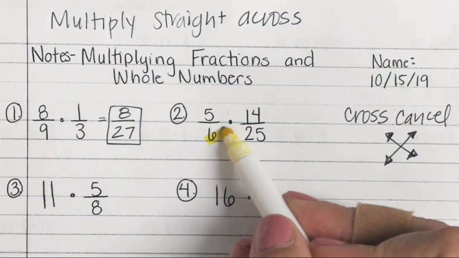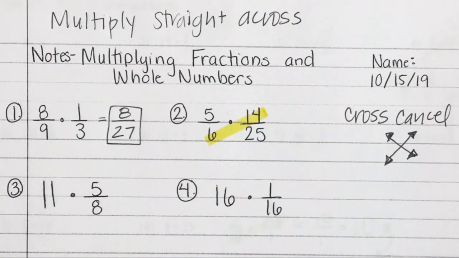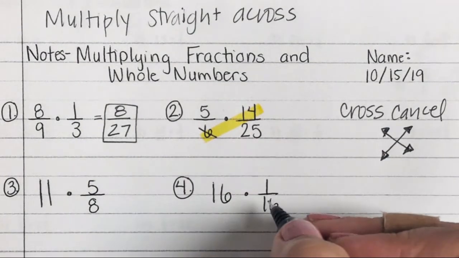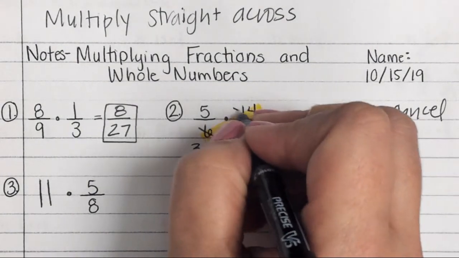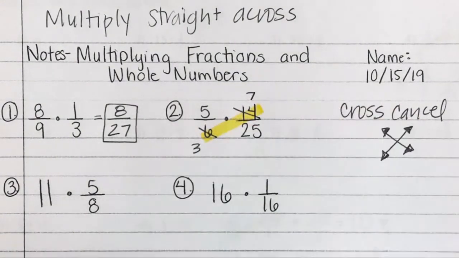So, if we look at 6 and 14, is there a number that can go into both 6 and 14? Yes. What is it? 2. So we're going to ask ourselves, how many times will 2 go into 6? 3. And how many times will 2 go into 14? 7. Okay. So that's cross-canceling.